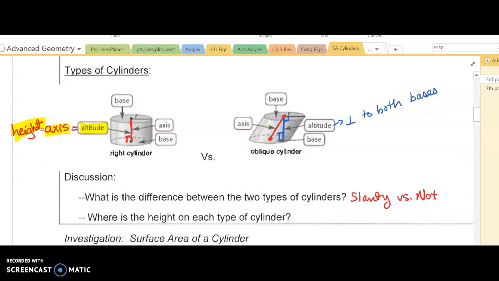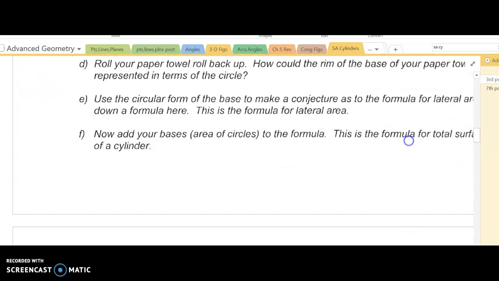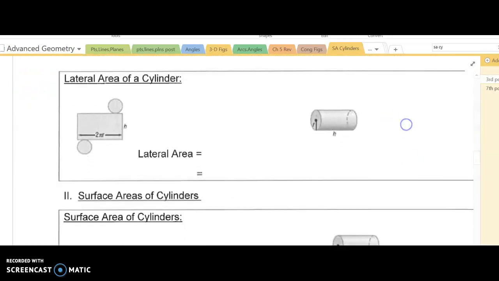So which one would we think it would be the height? Well, sure enough, your height is always going to be the altitude. So on the first one, it doesn't matter because the altitude and the axis are the same thing. So we're going to say it's the altitude on both. So remember that the altitude is always the perpendicular distance between the bases. Okay, so then you're going to watch a video on this investigation, and I'll meet you back in the next video here.